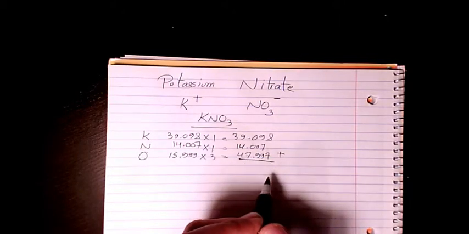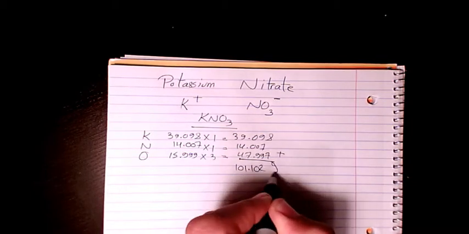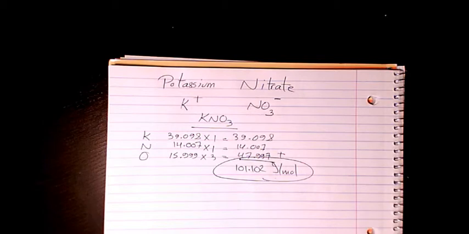That makes it 39.098 plus 14.007 plus 47.997, which makes it 101.102 grams per mole. So that's the molar mass of potassium nitrate.